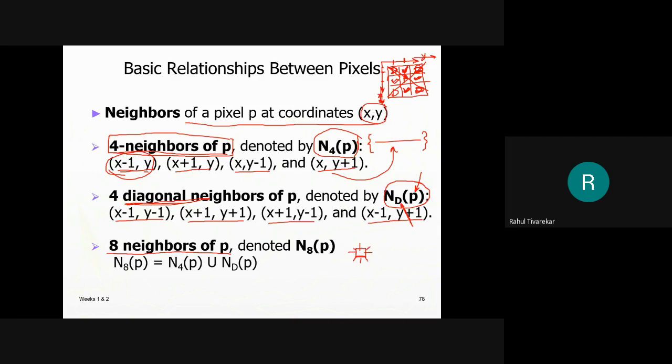So you cannot have more than 8, right? So the maximum number of neighbors you can have is 8 neighbors, and that's why they are called 8 neighbors, and they are represented by set N8 of p. What do you think these 8 neighbors will be?